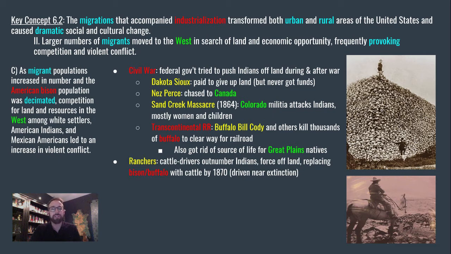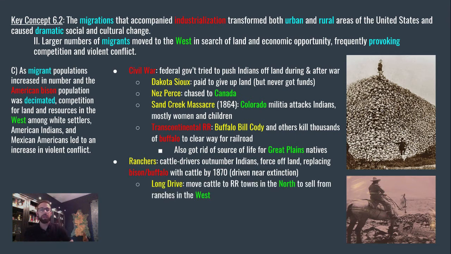But as they used the land, they were replacing the buffalo, or the bison, with cattle. Okay, so by 1970, the bison was almost entirely driven to extinction. Today, they don't even exist in the wild. You'll still see them, but they're domesticated. All right, so cattle driving helped lead to that.